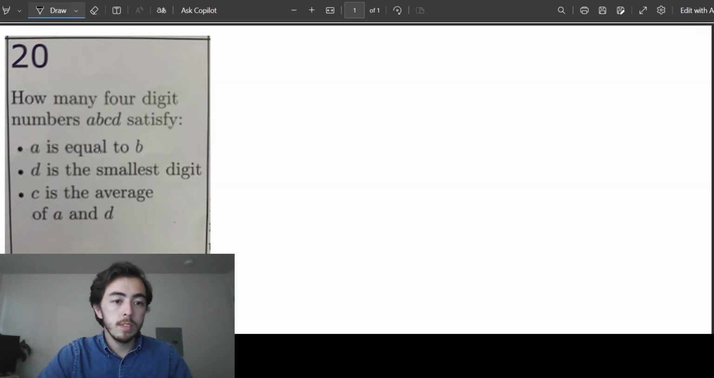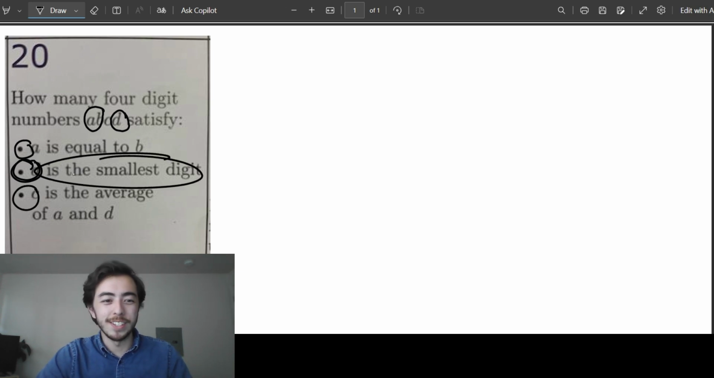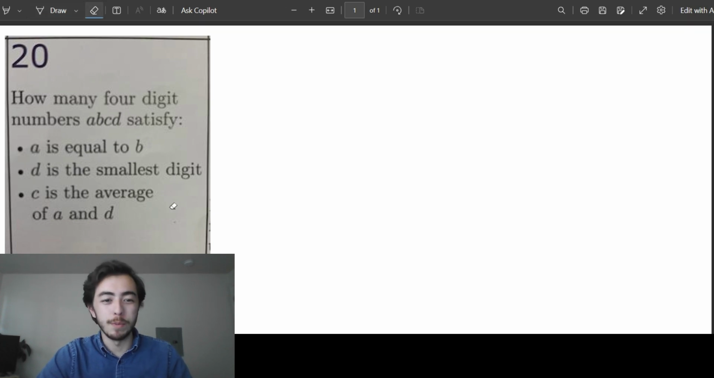Anyways, A is equal to B. So these two digits are the same. D is the smallest digit, so this one has to be less than these ones. And then C is the average of A and D. Okay, that at least kind of bodes well for these two conditions, because if D is the smallest, then the average of A and D should be bigger than the smallest digit. So I don't see any contradictions here, but that's good. So we at least have some numbers to work with.